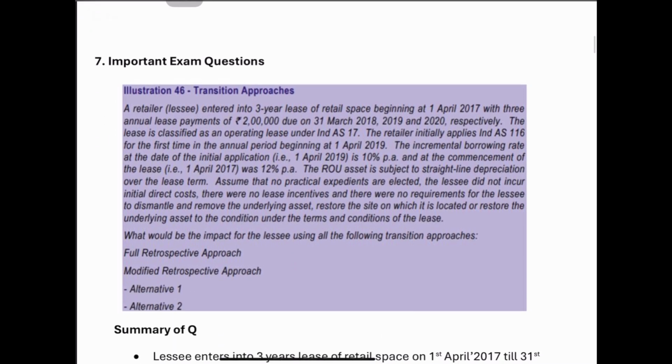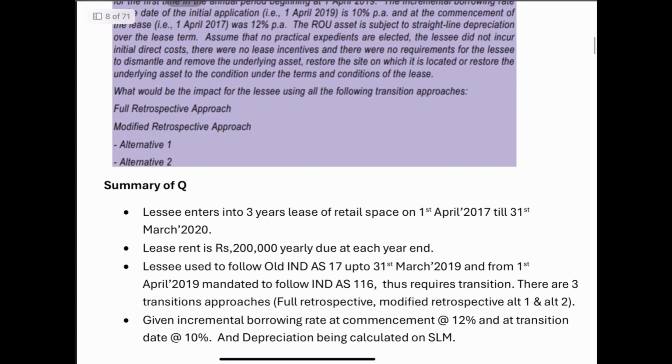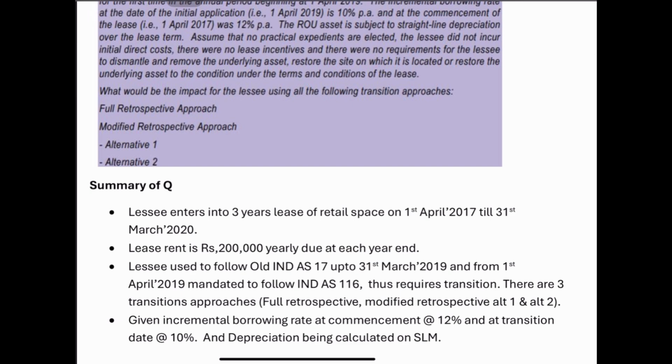Now I will run through a few important exam questions. Maybe you can go through this illustration, take a few minutes and read it. I will try to summarize the question here. The lessee enters into a 3-year lease of retail space from 1st April 2017 till 31st March 2020. So that's the lease term, and the lease rent is 200,000 per year, due at each year end.